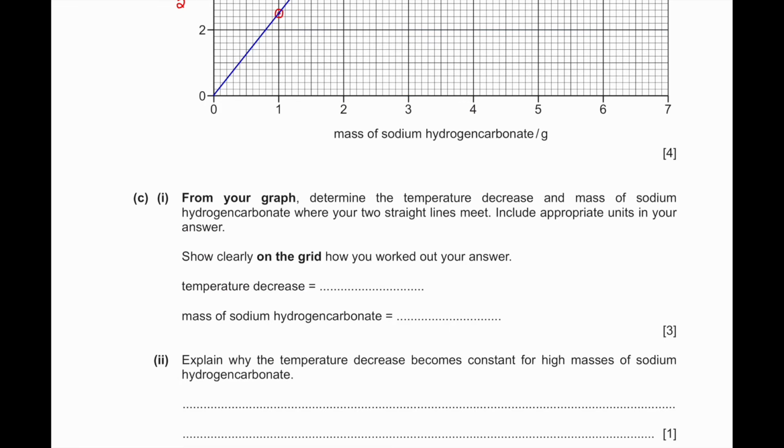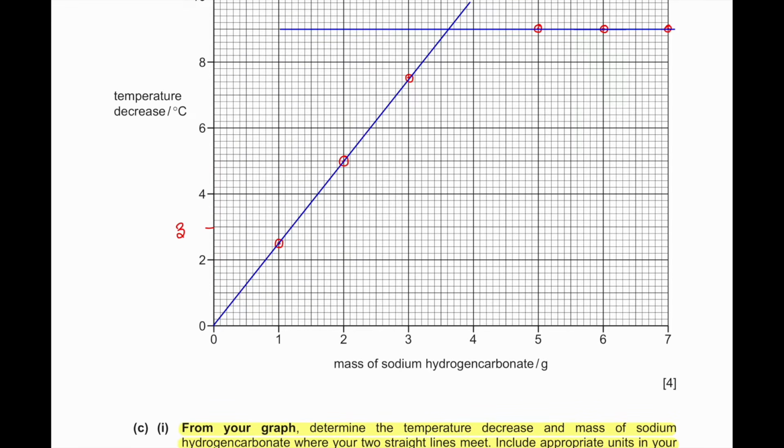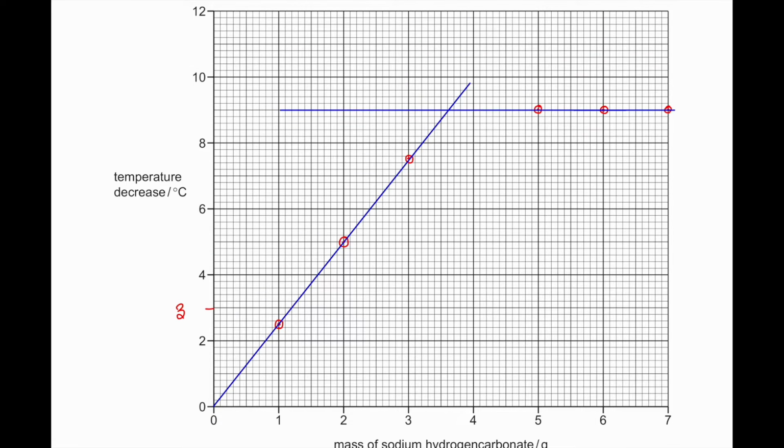Part C1. From your graph, determine the temperature decrease and mass of sodium hydrogen carbonate where your straight lines meet. Include appropriate units in your answer. Show clearly on the grid how you work out your answer. So whenever the question says that we have to show clearly on the grid how we worked out our answer, they mean extrapolation. So we'll have to show the extrapolation.